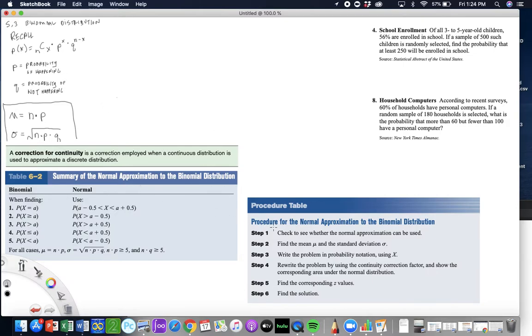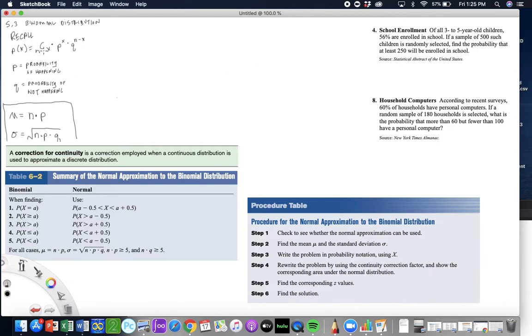All right, so let me jump right in. I'm going to go through these parts by doing a problem here. And so this is number 4 from your book. So we have the school enrollment of all 3 to 5-year-old children. 56% are enrolled in school. If a sample of 500 such children is randomly selected, find the probability that at least 250 will be enrolled at school.